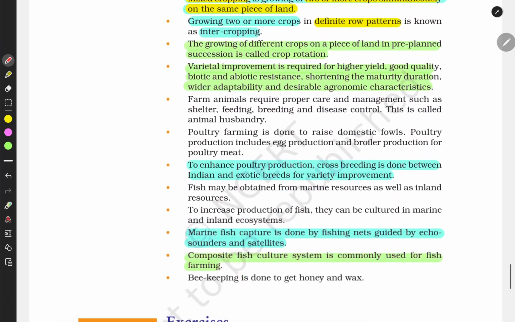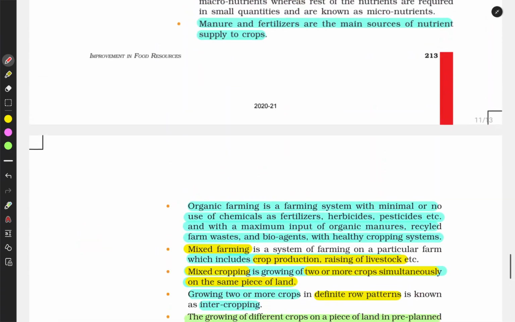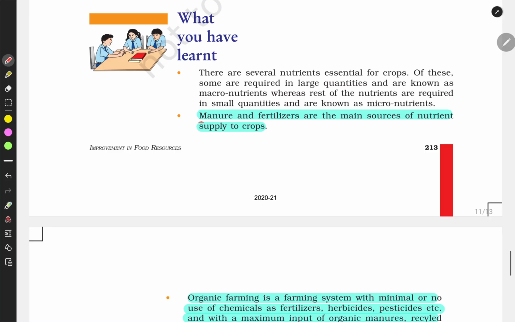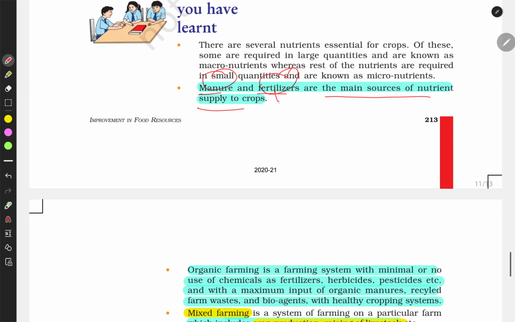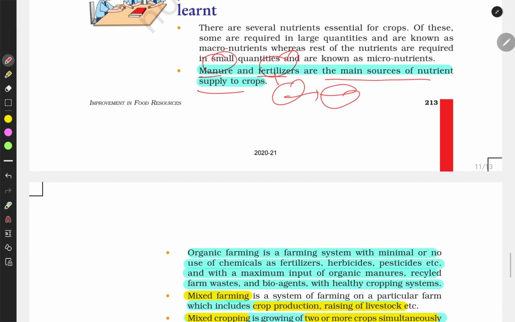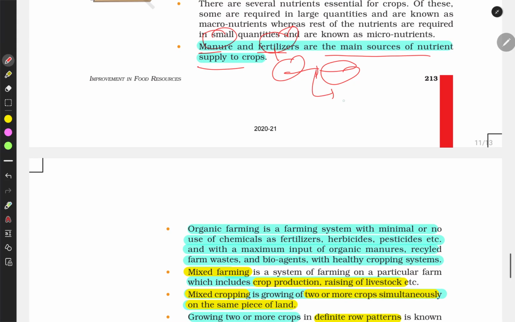So we just quickly revise the chapter. Manures and fertilizers. Manure is a natural way, and fertilizers are chemicals; they are the main source of nutrients for the crop. And there are some disadvantages of fertilizers. They reduce soil fertility and also kill the microorganisms in the soil.